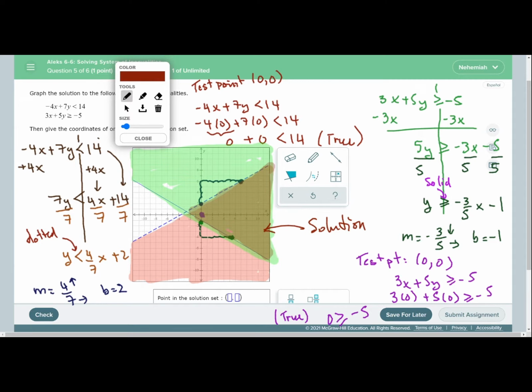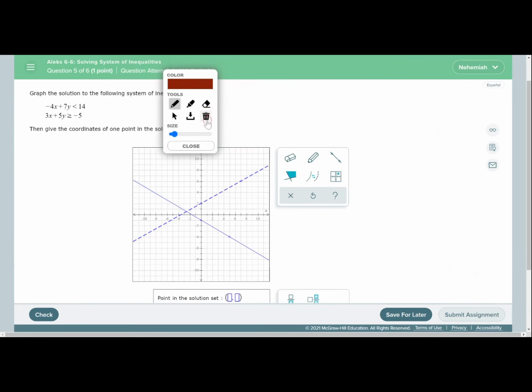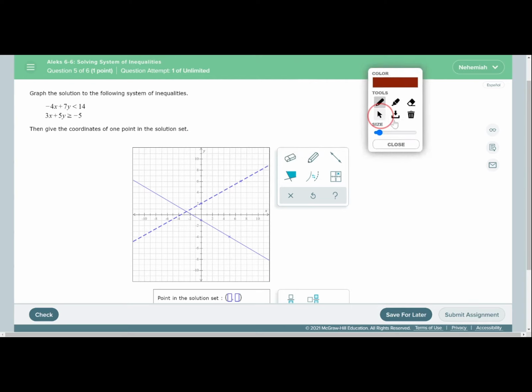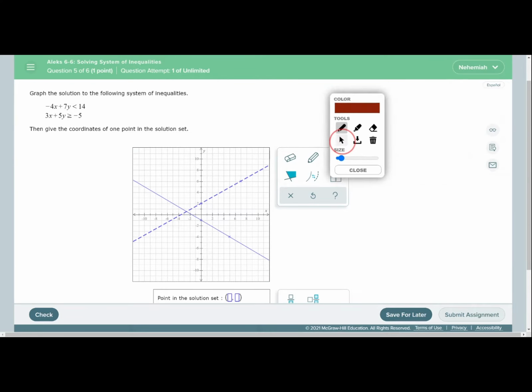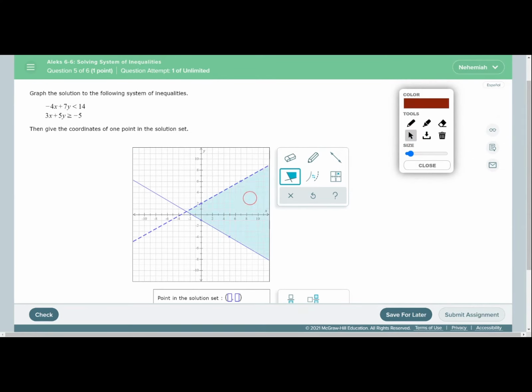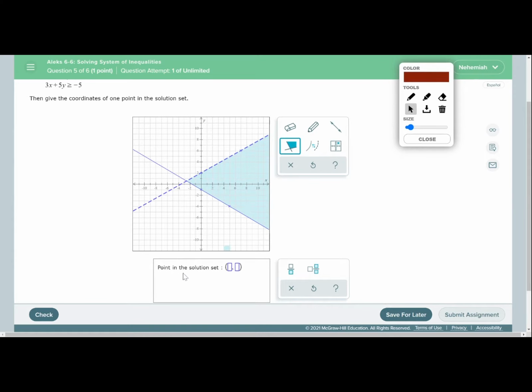If you need more time to copy this down or to think about this, go ahead and pause the video. In 3, 2, 1. All right, so we're going to shade the area. Okay, so we're almost done. Now for a point in the solution set: whatever point you choose here is a solution.